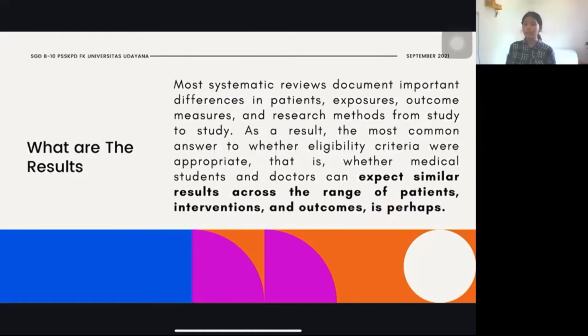Okay, my name is Ketut Gayatri Karuniaputri. I'm going to explain what the results are. There's a difference for most systematic reviews recommended in patient, exposures, outcome measure, and research methods. As a result, medical students and doctors can expect similar results across the patient, interventions, and outcome.